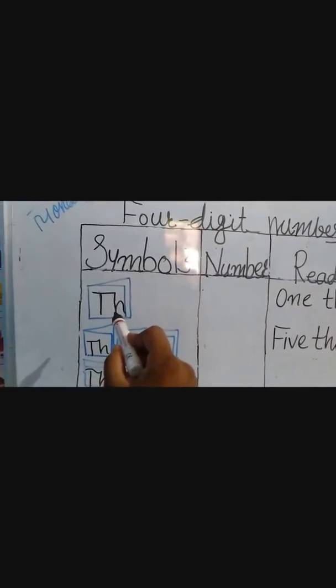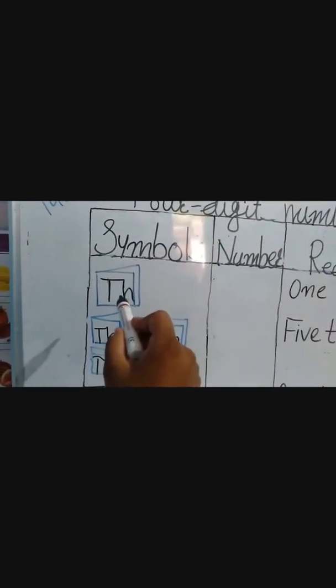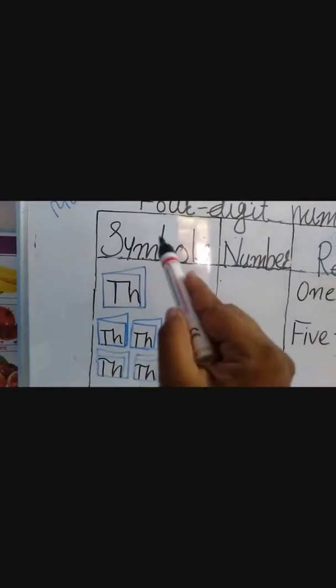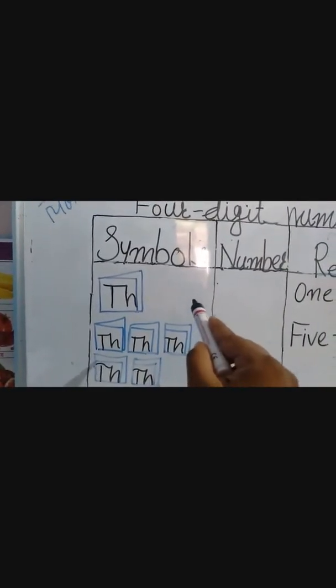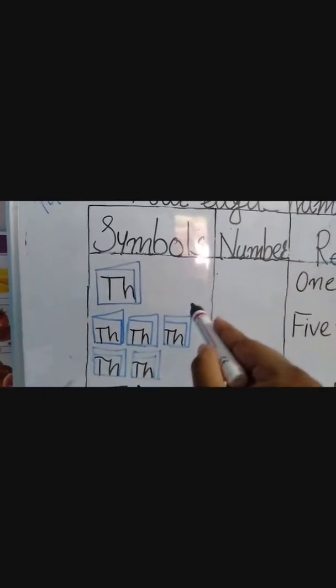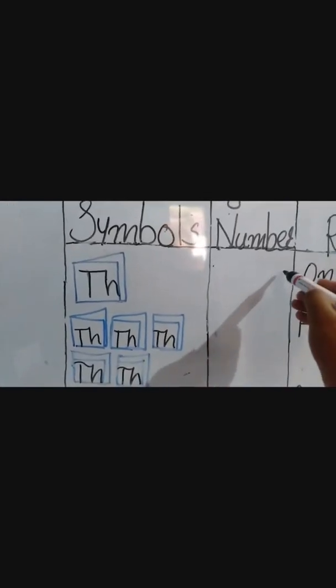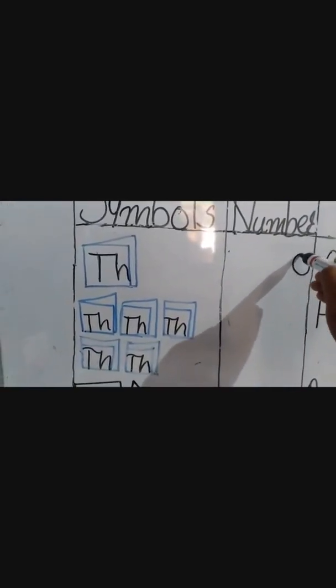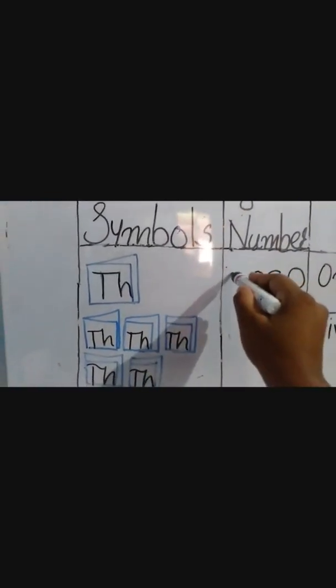What are you looking at here? Only one symbol of the thousands place. Are you looking at any symbol of the hundreds place? No. Any symbol of the tens place? No. Any symbol of the units place? No. So there is no units place, it means 0. There is no tens place, it means 0. There is no hundreds place, it means 0. But there is a thousands place, yes. How many symbols are there of the thousands place? Only one.